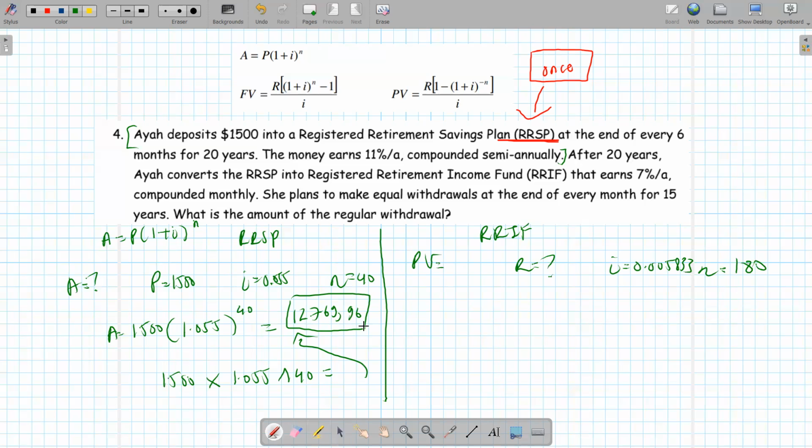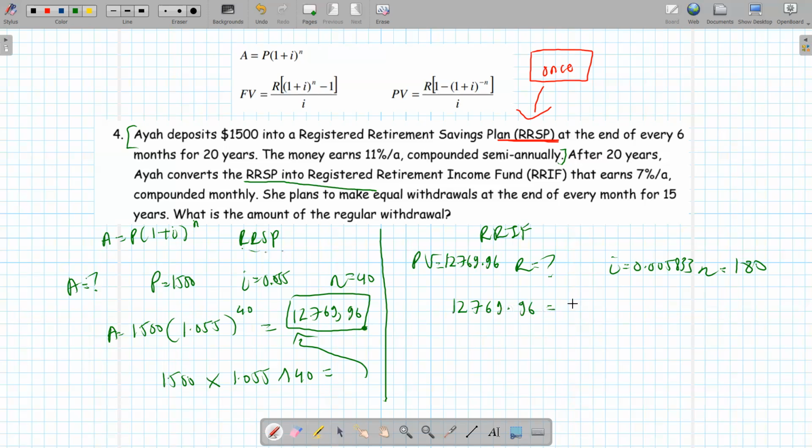Remember, he's putting this, you see this? So that's PV. His RSP after 20 years turned into, see, he converted the RSP into this. So the future value from the first one, the final amount, becomes the present value here.